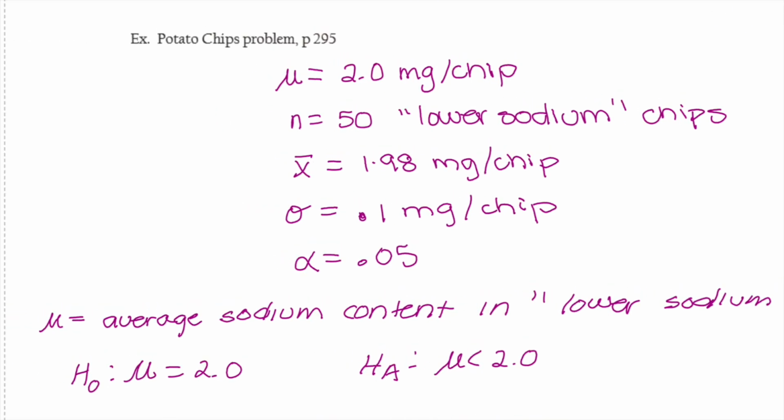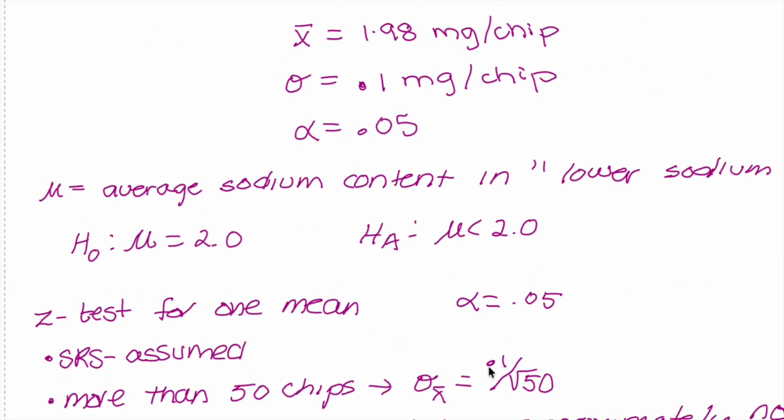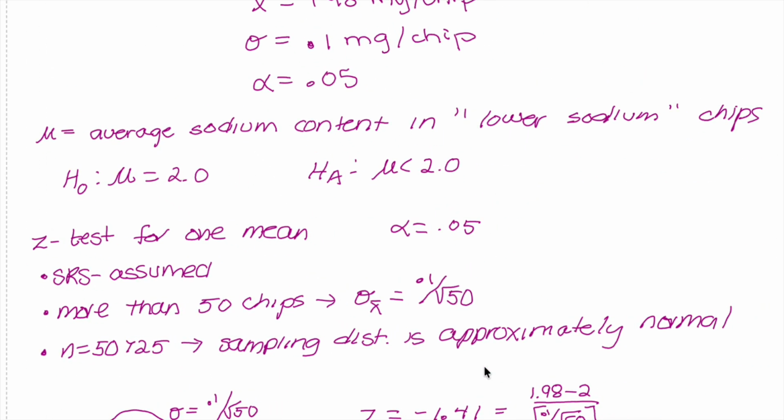And we are setting up the null hypothesis. We know that the sodium in every chip will be 2 mg, which is given right here. And the alternative hypothesis, which we want to test, is whether it's less than 2 mg per chip. And this is how we're setting up our test.